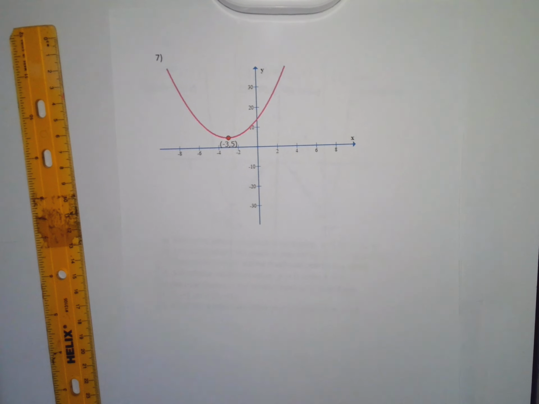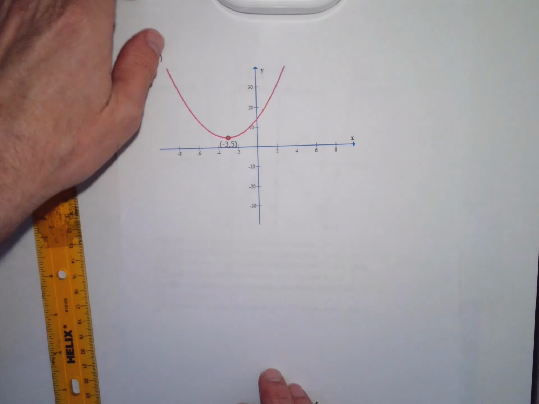Number 7 is a parabola. We haven't done parabolas yet, so we should. And I'm going to do 8.